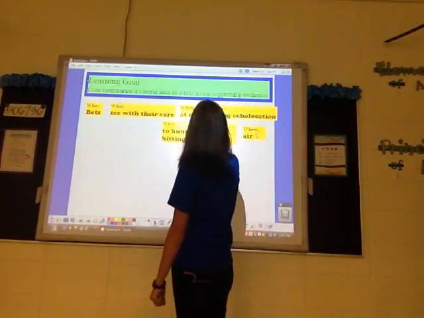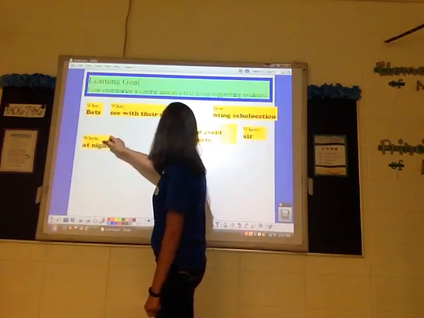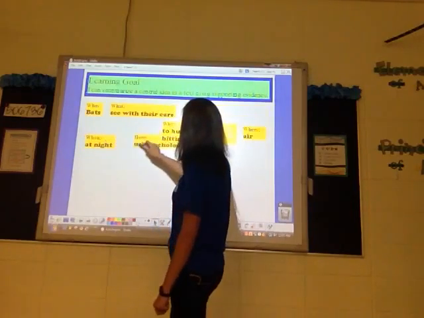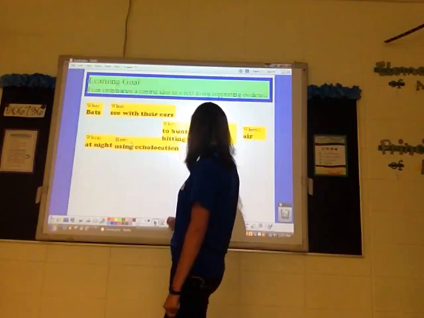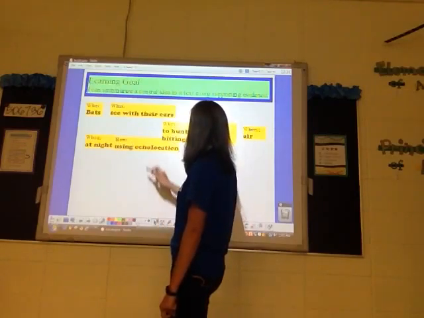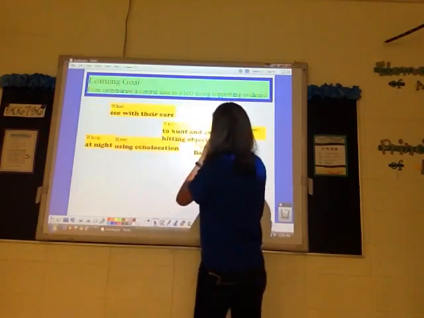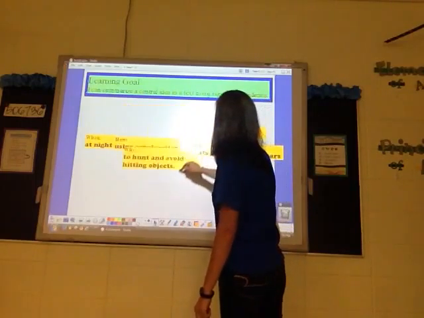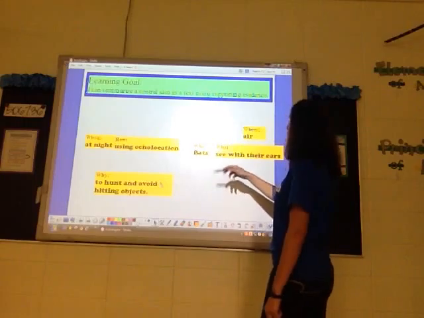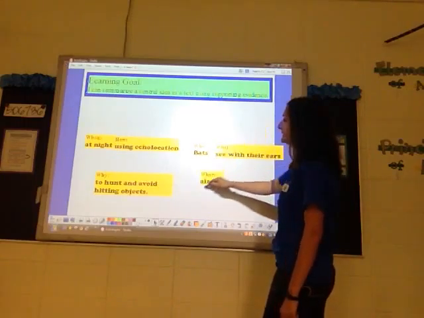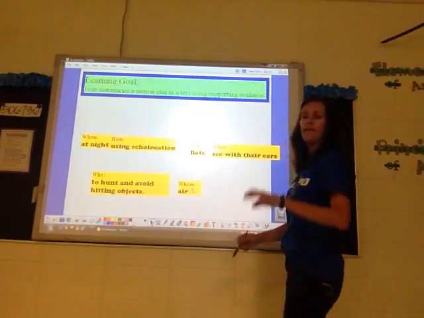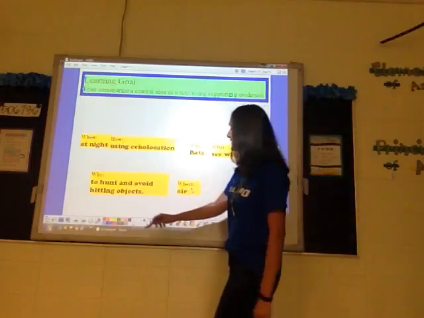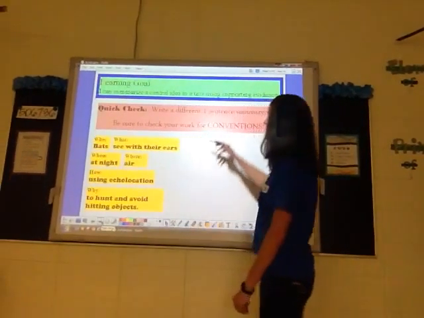So they might say, at night, using echolocation, and then they would add their comma, because we know that's an opener. Bats, excuse me, see with their eyes while hunting or to hunt and avoid objects in the air. And then we'll go around and share those out at their desk. And that's what I've shown on this next one.